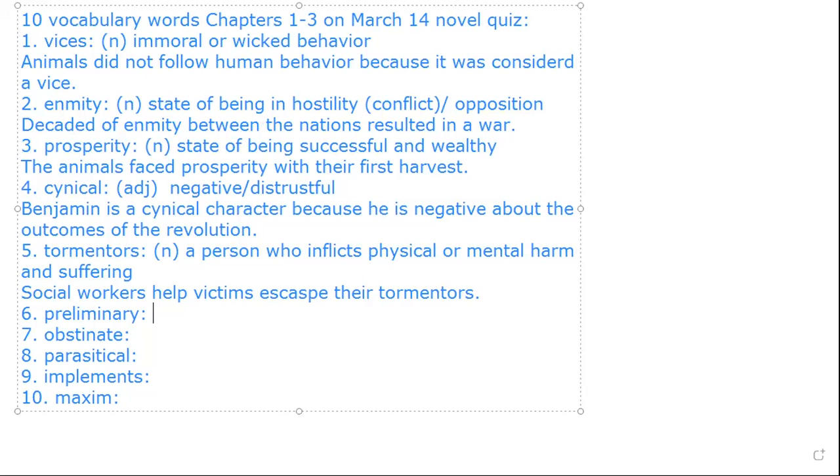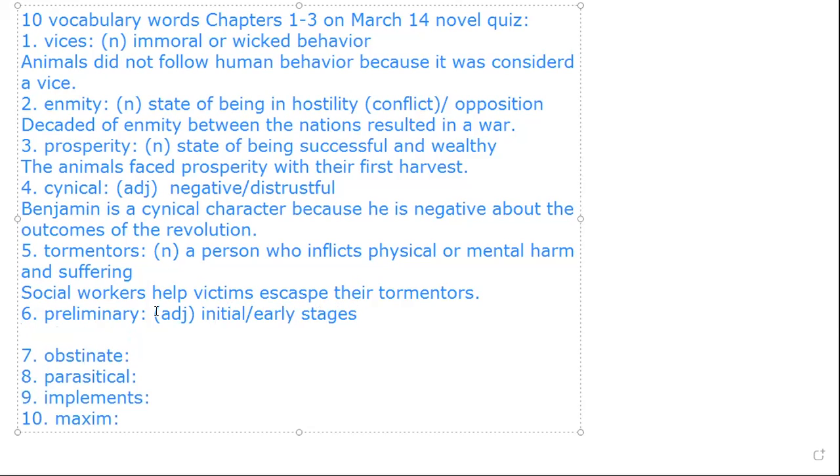Okay, six is preliminary, which is an adjective. To describe something as preliminary means to describe something that's at its beginning phases or its initial phases. If I describe something as preliminary, I'm describing it as in its early stages. So here, in its initial or early stages.